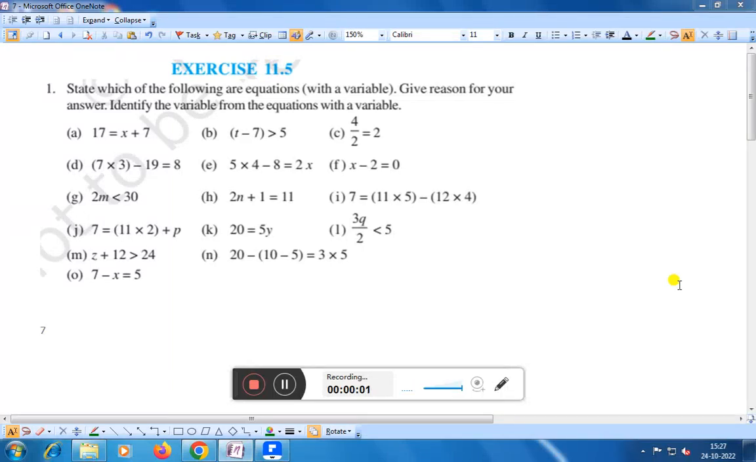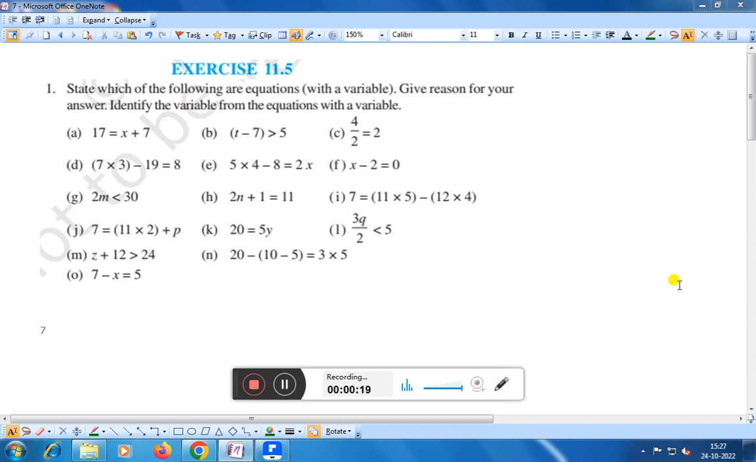Hello everyone. Today we shall discuss exercise 11.5 question number 1. State which of the following are equations with a variable. Give reason for your answer. Identify the variable from the equations with a variable.